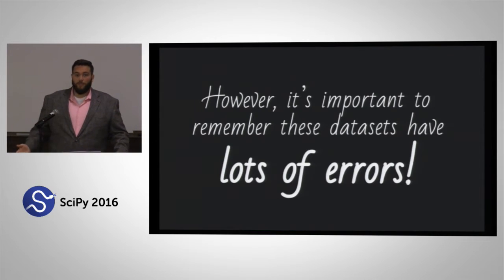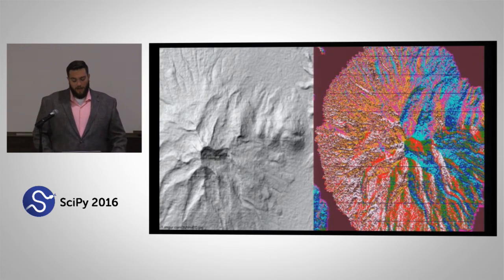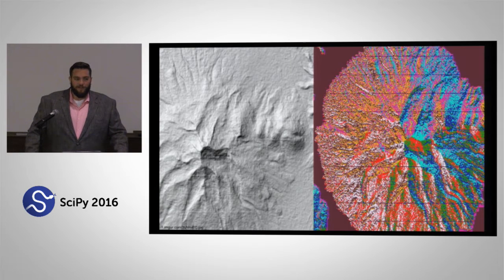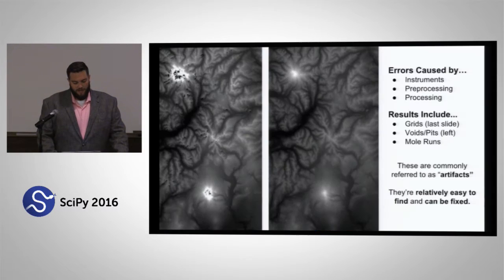However, it's really important to remember that these are not perfect data sets. In fact, far from it, especially off the bat. So this is some grid errors that are found in GDEM, although they've worked a lot to fix these. You don't see this very much anymore. But you can see that that's just wrong.